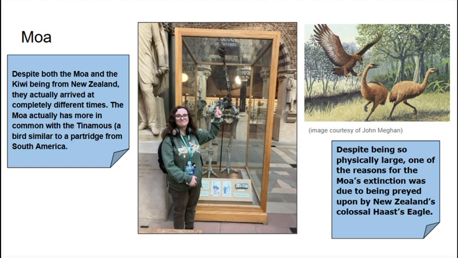It is disputed whether moa and other ratites were polyphyletic, meaning they evolved from multiple lines but were similar due to the environment. They arrived in New Zealand differently from kiwis and have noticeable genetic similarities to tinamous, partridge-like birds from South America. Their name originates from the Polynesian word for fowl.